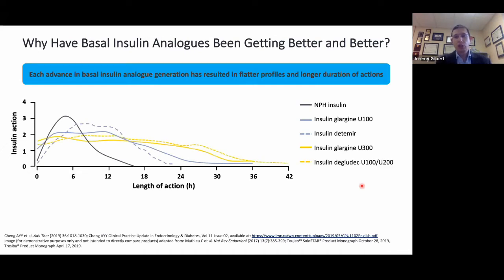So the next generation basal insulins, like insulin glargine U300, called Toujeo, or insulin degludec U100 or U200, known as Tresiba, tend to last longer. Glargine U300 around 36 hours, degludec up to about 42 hours, and that allows a flatter curve. So you see less variability. It also allows you to use these insulins as one injection per day because it's lasting more than that full 24-hour period of time.